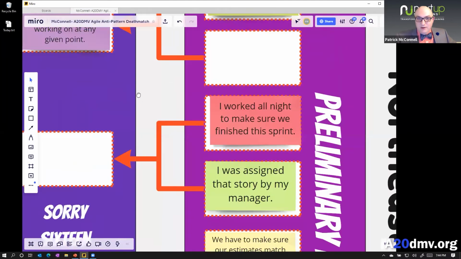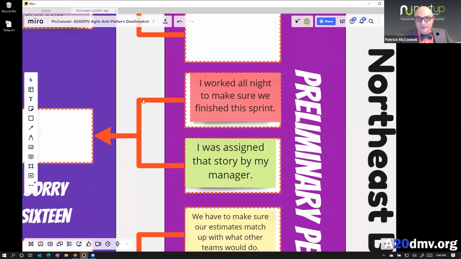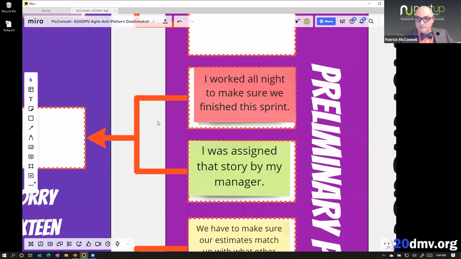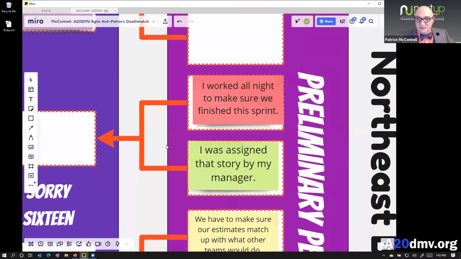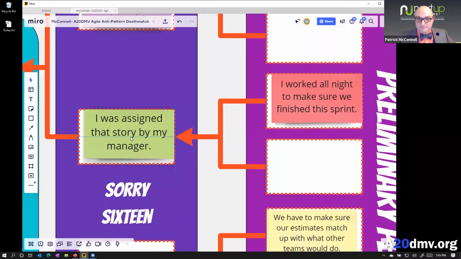Next up, here we go. I worked all night to make sure we finished this sprint. Or I was assigned that story by my manager. Which one's worse? Raise your hand for the top one, leave it lowered for the bottom one. All right, here we go. I think bottom one's going to take this one again. All right, I'm going to move that one forward.